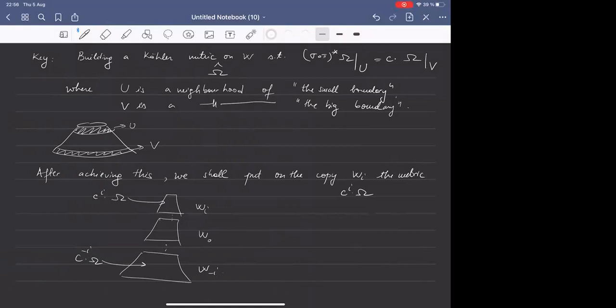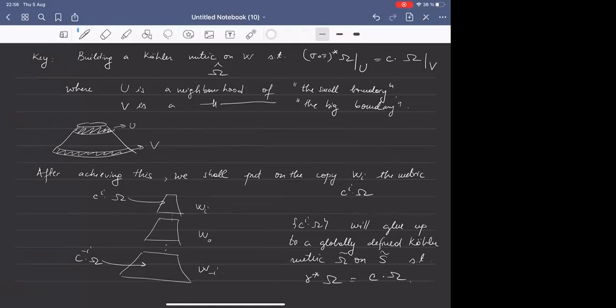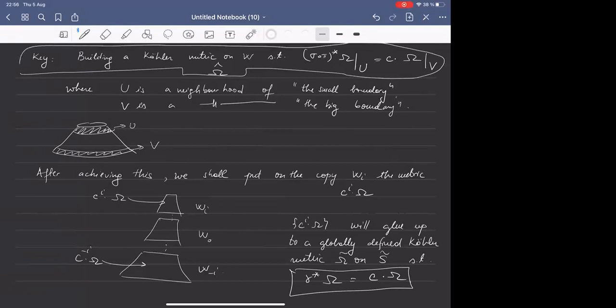So this C^I omega will glue up to a globally defined Kähler metric omega tilde on S tilde, that on top of this has the property that gamma star of omega tilde is C times omega tilde. That's exactly what we want in order to deduce that the Kato surfaces admit LCK metrics. Okay, so the heart of the proof is here: to build a Kähler metric on the annulus W with this property, that the pullback by the gluing map of the metric restricted to the small boundary is a constant times the metric restricted to the big boundary.